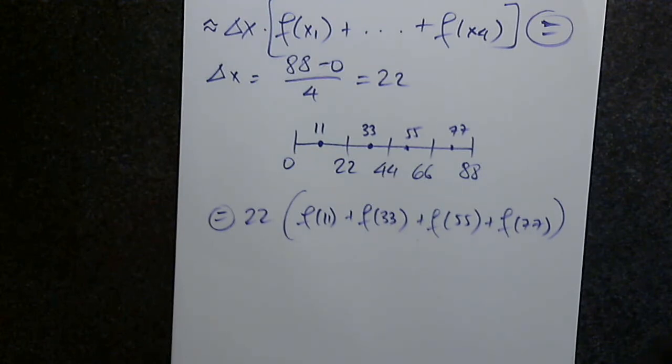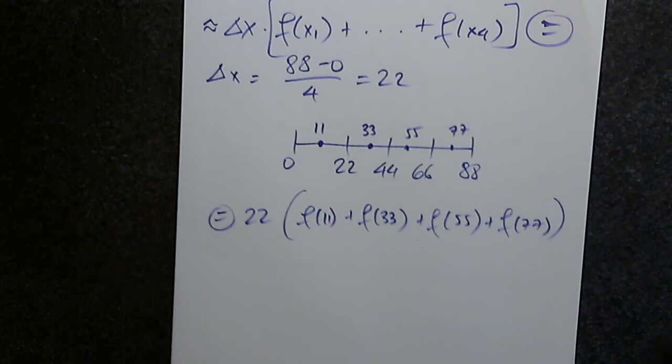Okay. So go to, no, sorry, just go to stat, and then edit. So I'm going to edit the first list as the entries: 11, 33, 55, 77. Oops, 77.